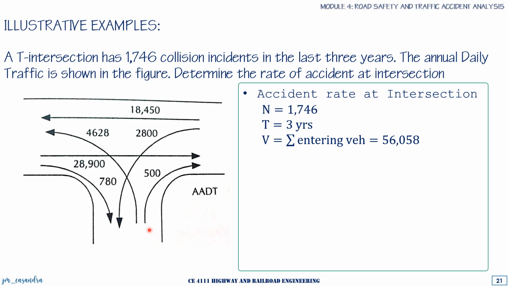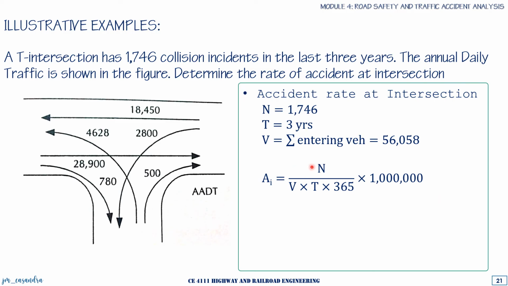So we have number of accidents, 1746. We want to identify the rate of accident for a total of 3 years, so the time frame will be 3 years. Total number of vehicles entering our intersection will simply be the sum of all these values, which will result to 56,058. Okay, so applying now our equation for intersections, N over V, T, 365 times 1 million.